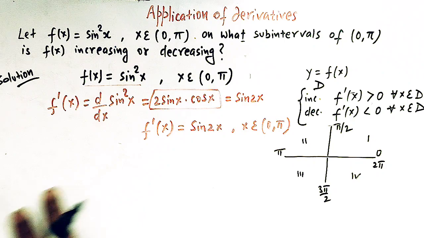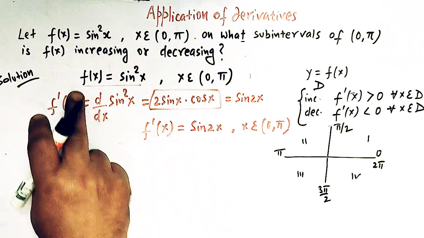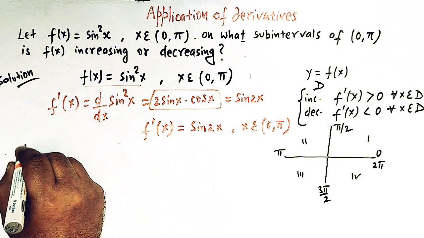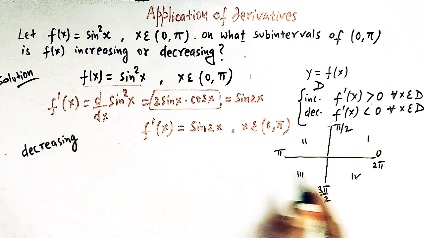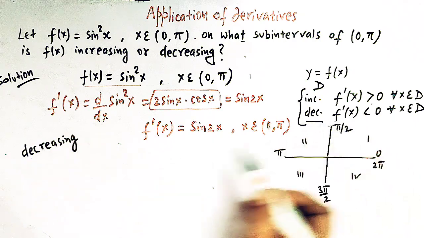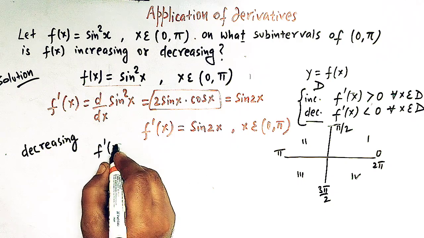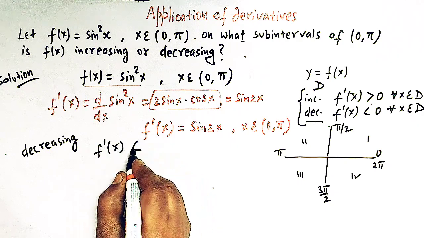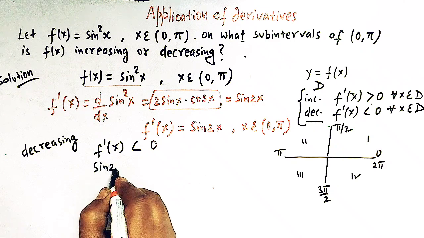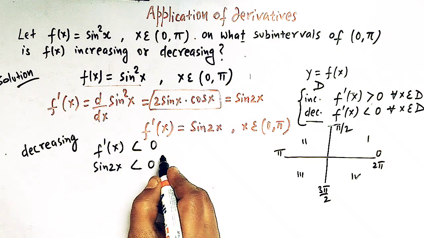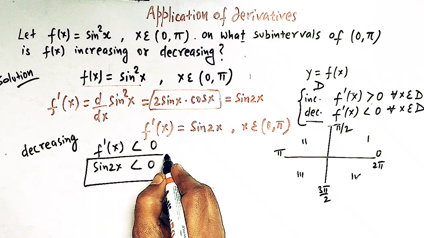So now let us consider the case when this function f of x is a decreasing function. From the definition of a decreasing function, the derivative f prime of x must be less than 0. So f prime of x is sine 2x, so sine 2x should be less than 0.